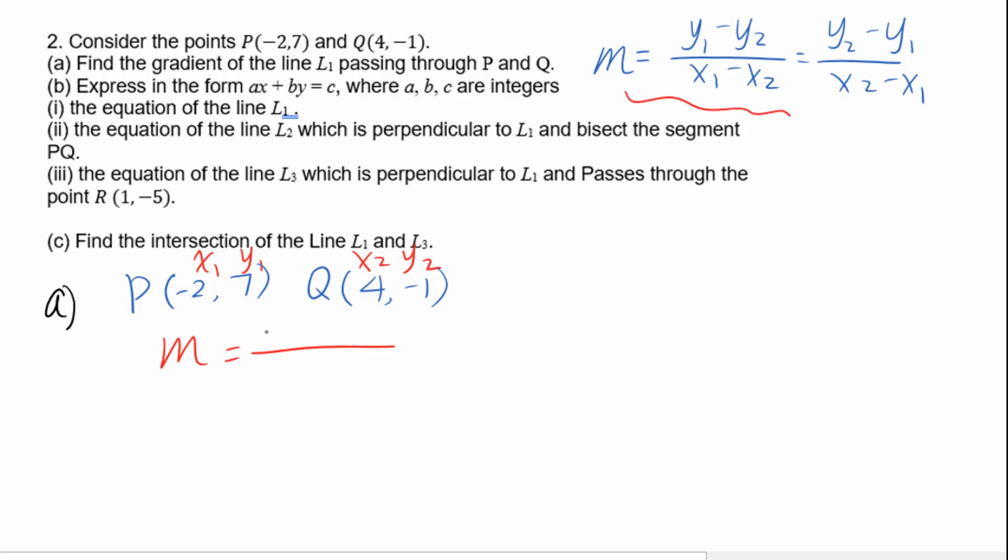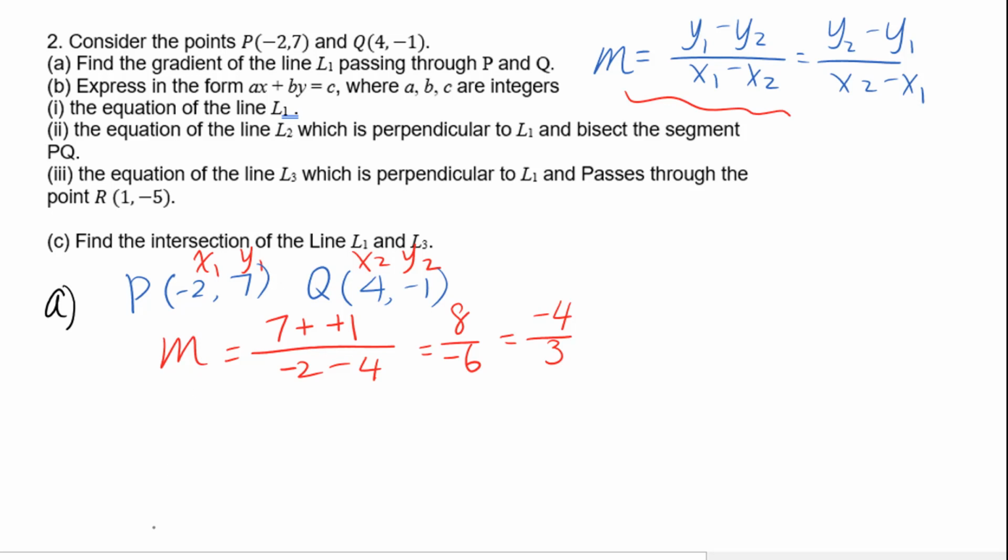You will get 7 minus -1 over -2 minus 4. Negative will be positive, so you get 8 over -6. Reduce it and it is -4 over 3.